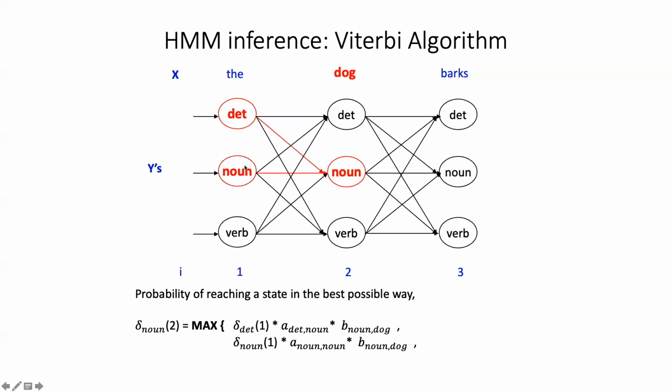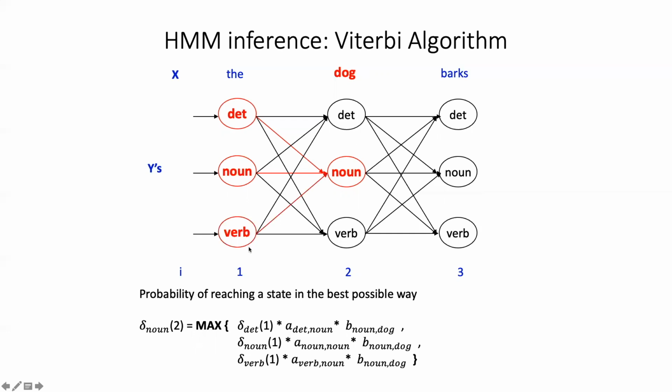So the other possibility is reaching from the state noun to noun, while in the previous state emitting the symbol the. This is represented by this particular term: the previous delta noun multiplied by the transition probability and the emission probability here. Similarly, we can compute the path associated with verb to noun using this equation. So out of these three, we have to find the best possible path.